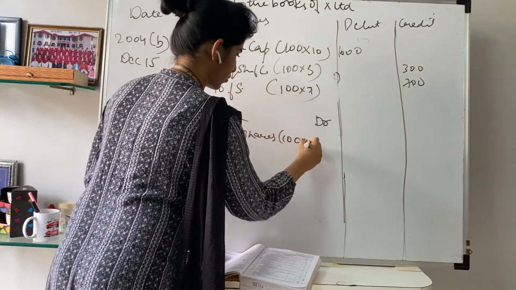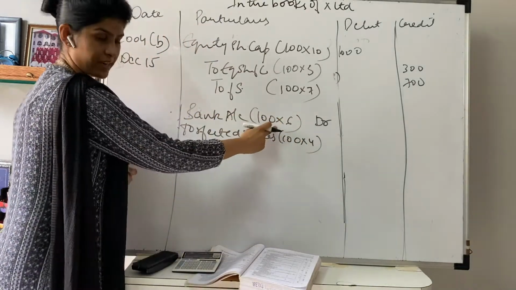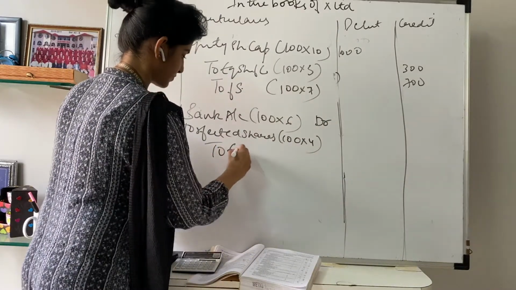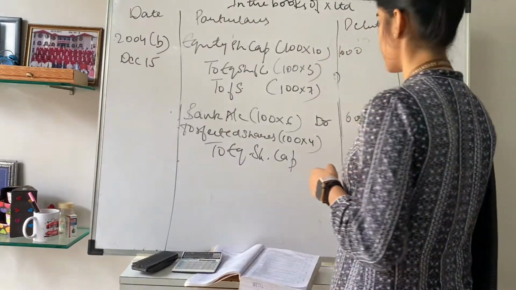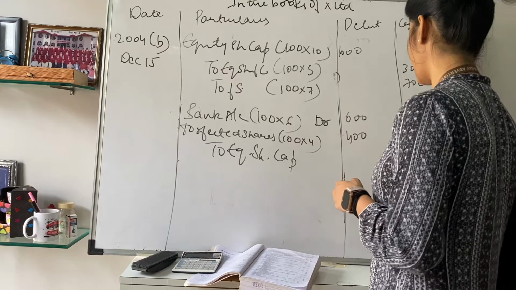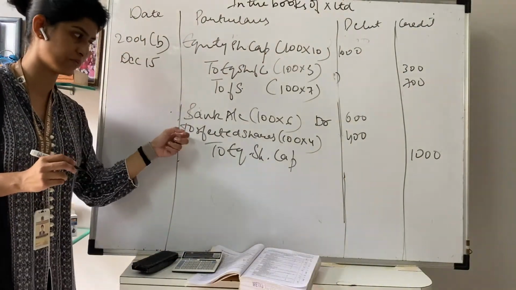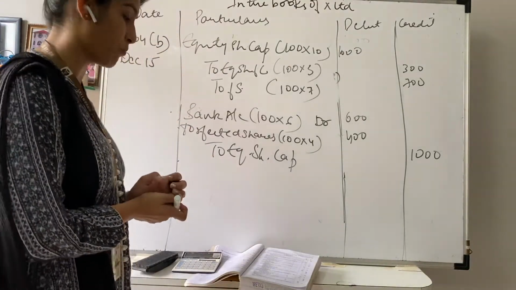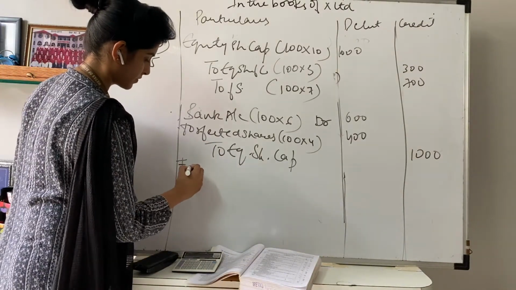100 into 4. Your bank account will be 6; 6 you have already paid, 4 is your discount and 2 to equity share capital. 100 into 6 will be your 600. 100 into 4 will be your 400. To equity share capital, 1000. So this is your entry for your reissue: bank account debit, forfeited shares debit, to equity share capital. Moving on to the last entry for your subpoint B, forfeited shares to capital reserve.